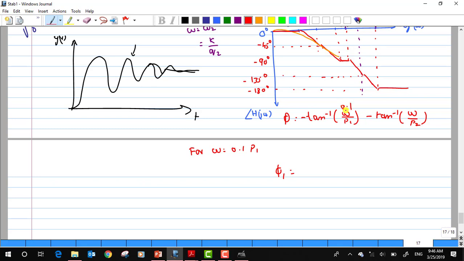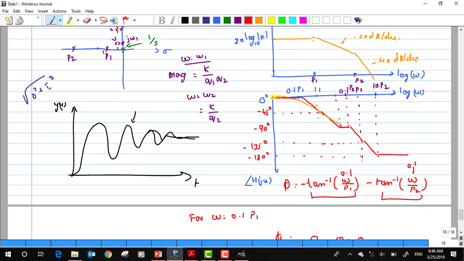So here again it is 0.1 times that of P1, so I generally have a value that is closer to 0. So the phase angle induced by the first term is 0. What about the second term? When I substitute, the ratio will obviously be far lesser than this 0.1. So again this term will induce 0 degree. So totally there is a phase shift of 0 degree for frequencies between these two locations.